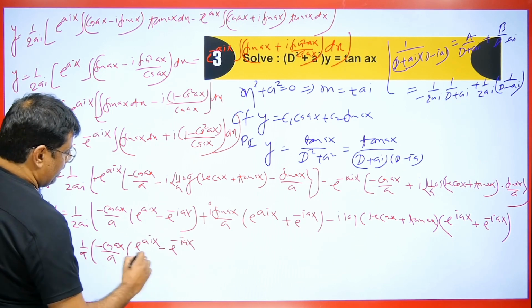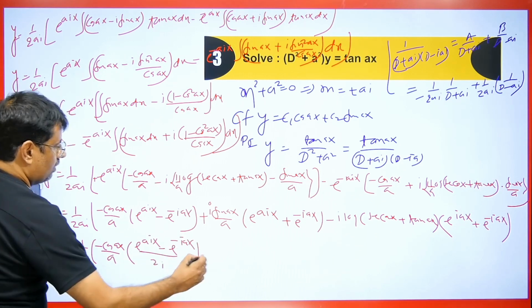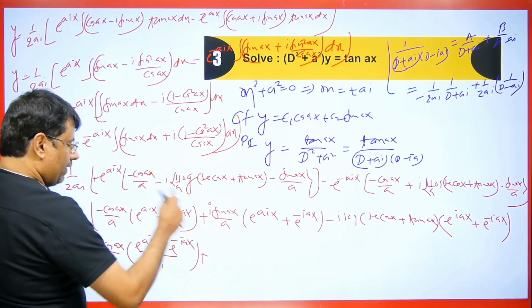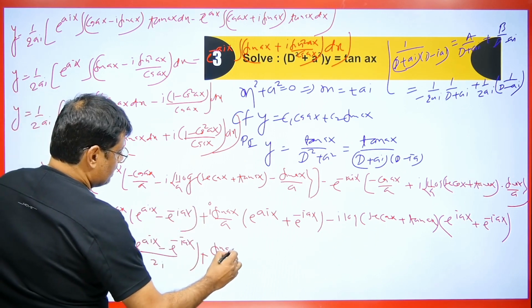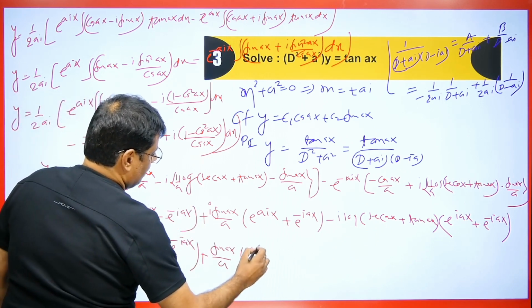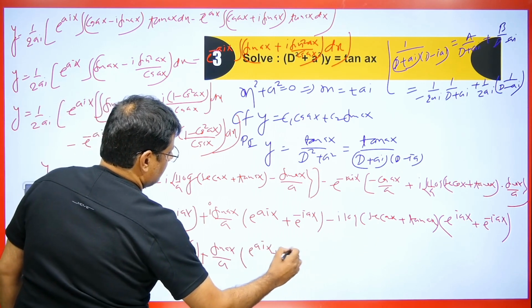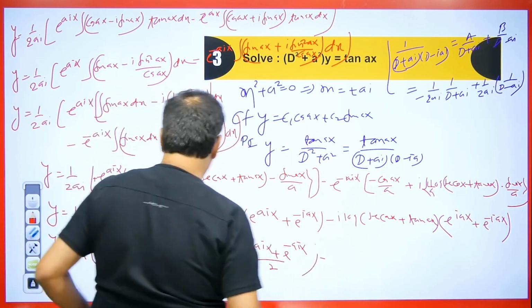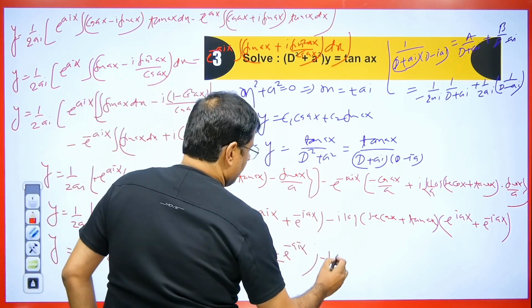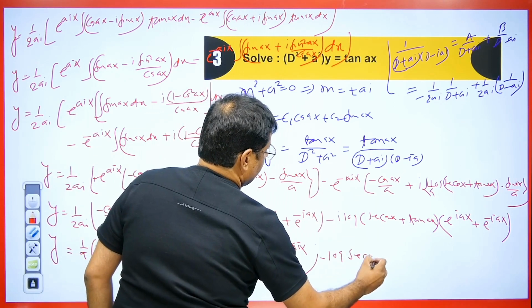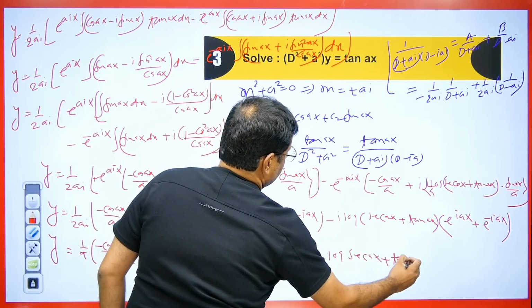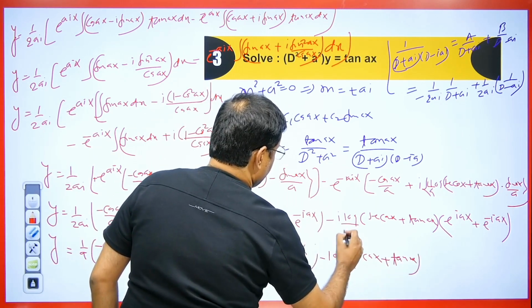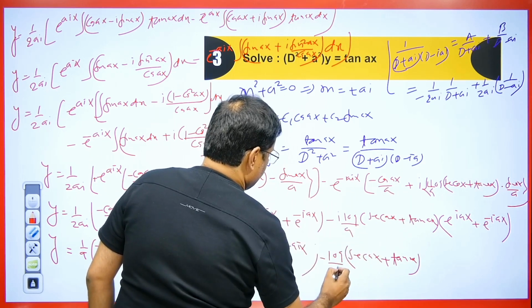And in the next step, we get minus cos ax upon a and e power a iota x minus e power minus a iota x upon 2 iota, plus, when this 2 iota goes inside, iota cancels out with iota and we get sin ax upon a and e to the power a iota x plus e to the power minus a iota x upon 2. When this 2 iota goes in, the iota will cancel out with the iota. So minus log sec ax plus tan ax. We also get 1 upon a here in the expression because we got upon a here and here as well.